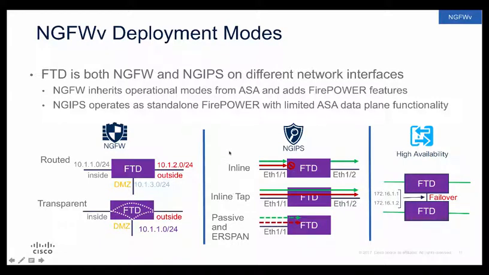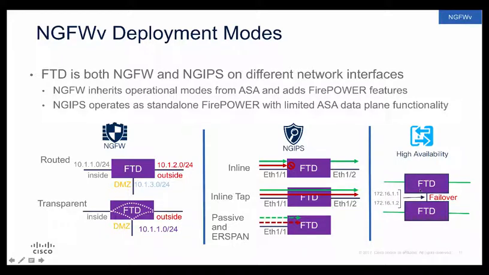So this next generation IPS mode is specific to the interface, which means that you can have two interfaces configured in inline interface mode, and you can take one more interface and configure it in a passive mode or in the ERSPAN mode. The ERSPAN mode can be configured only when the FTD is deployed in the router mode.